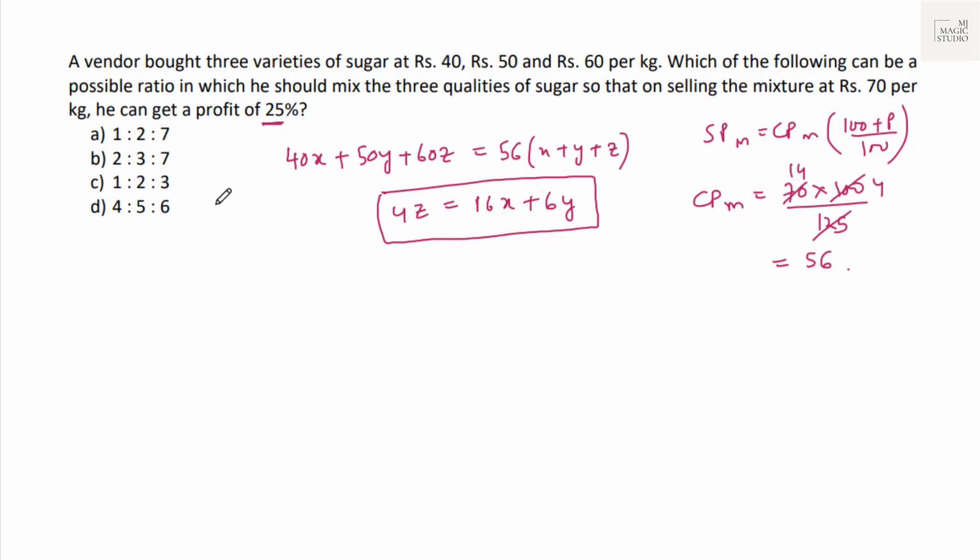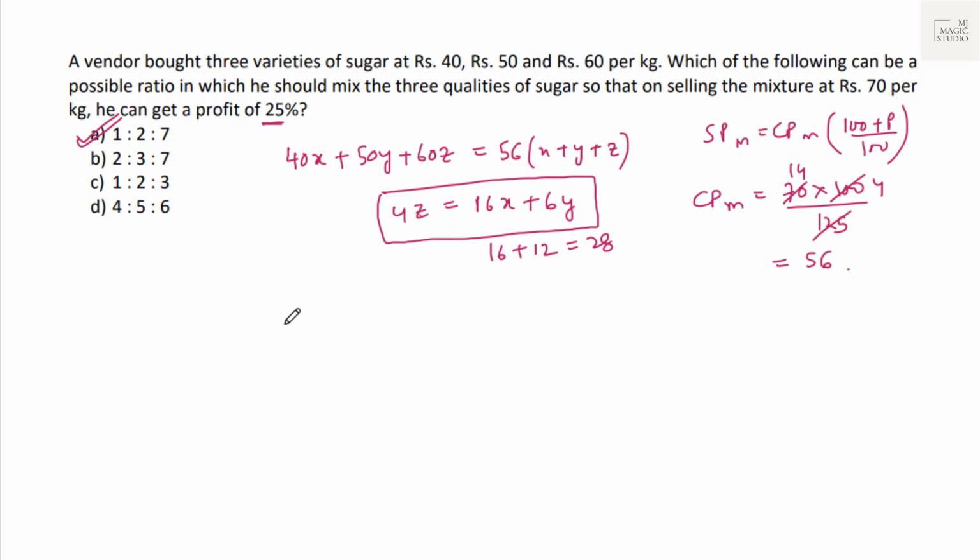But if options are given, you can plug in the option and check. That is one of the easiest methods. So if x value is 1, it becomes 16, and if y value is 2, it becomes 12. This becomes 28, and 28 by 4 is 7, and z value 7 is given. That means option A is the pick. This is the best possible method.